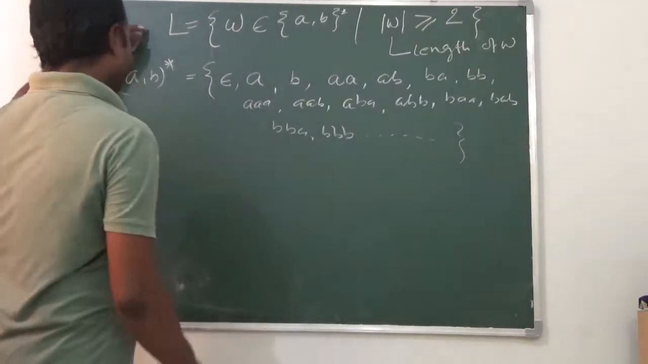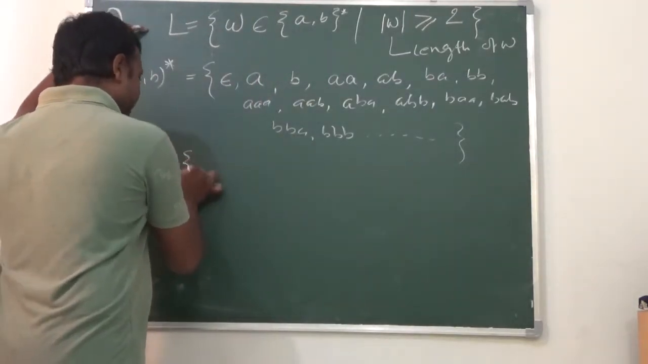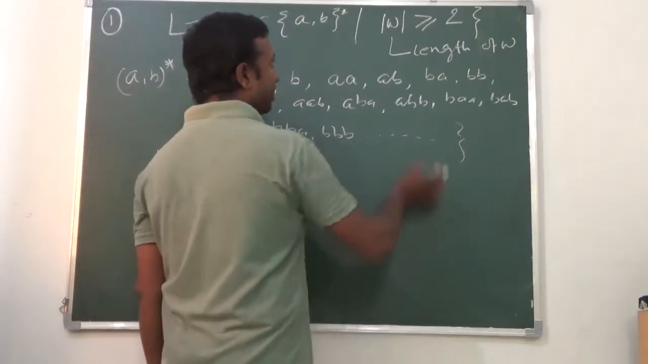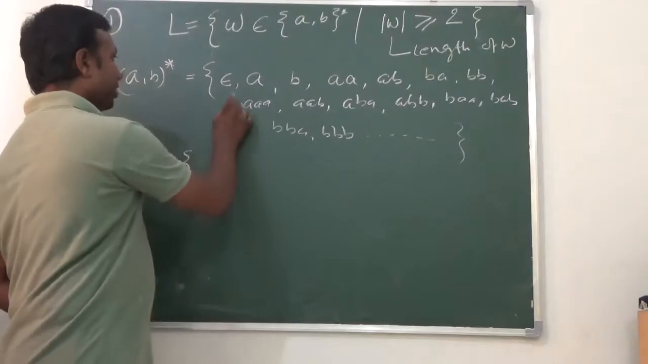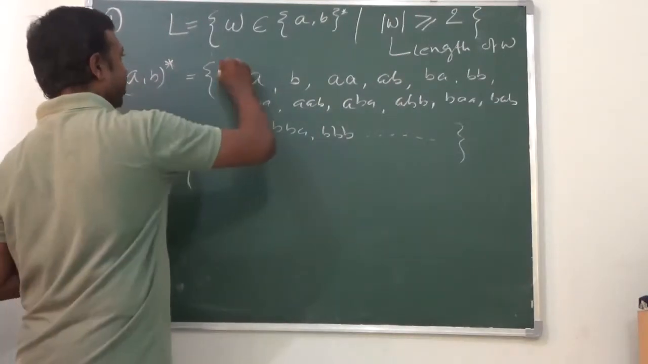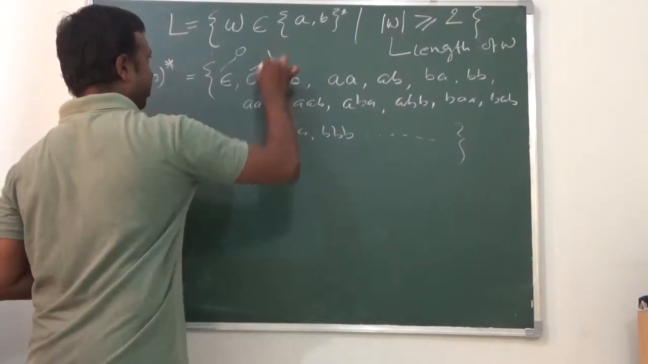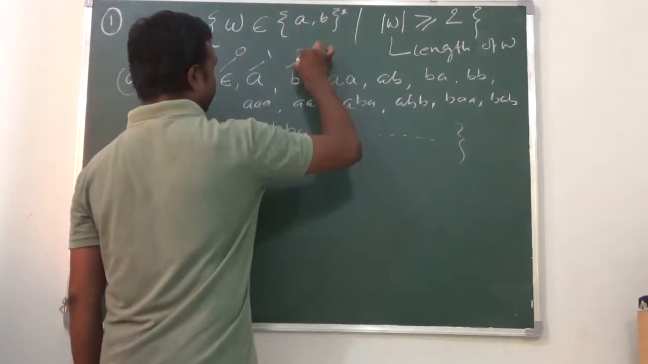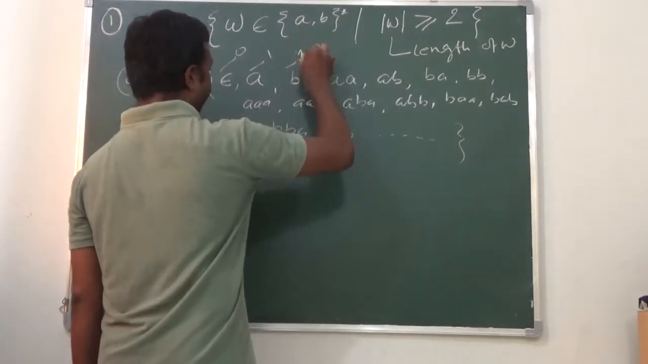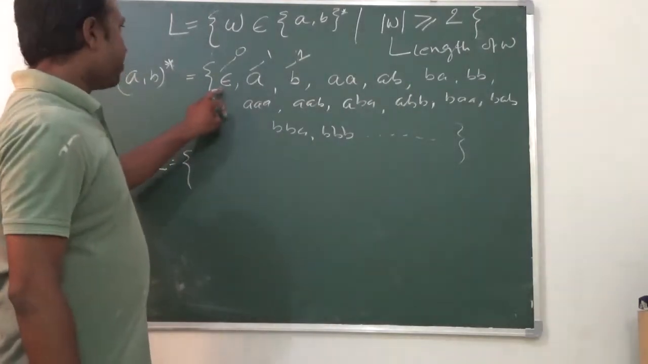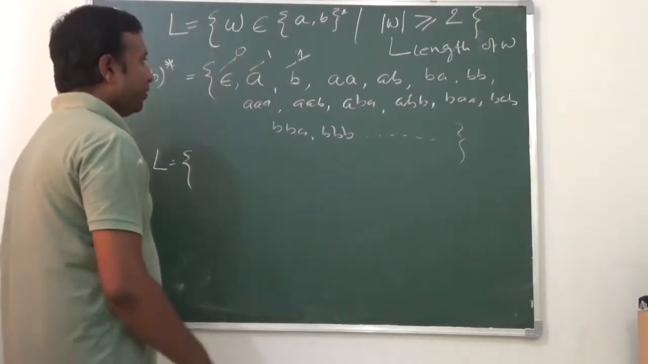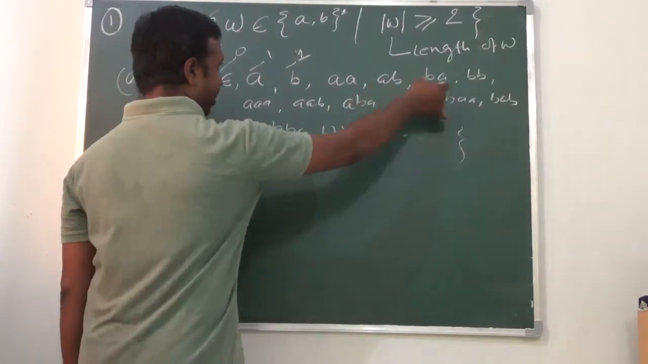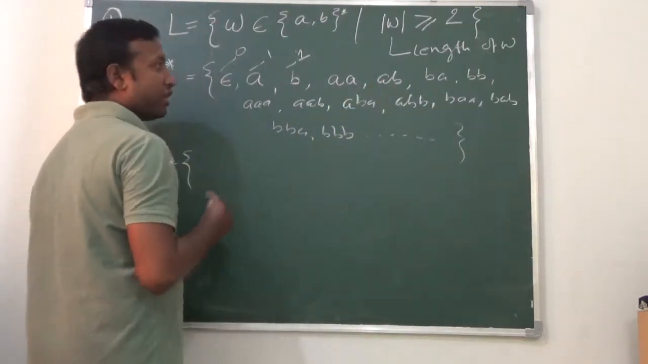Now, what will be the L? If you analyze L, what does it say? The length of the W is greater than or equal to 2. So the length of epsilon is 0. Length of A is 1. Length of B is 1. Okay? So we must not accept the strings whose length is less than 2. We must accept all the strings whose length is greater than or equal to 2.